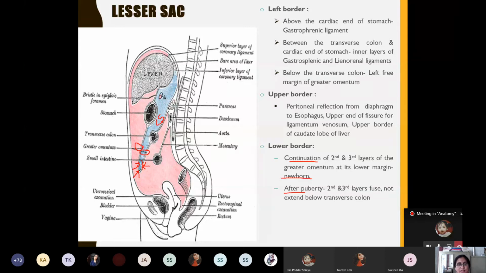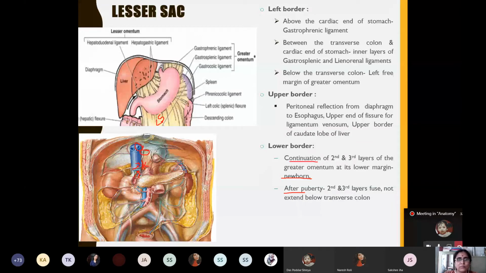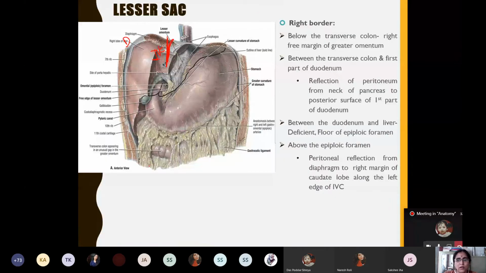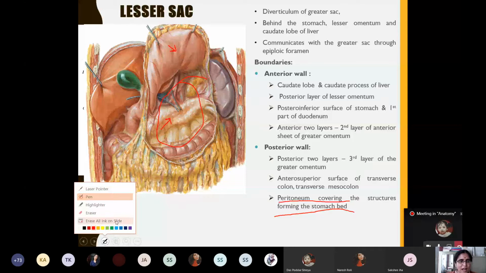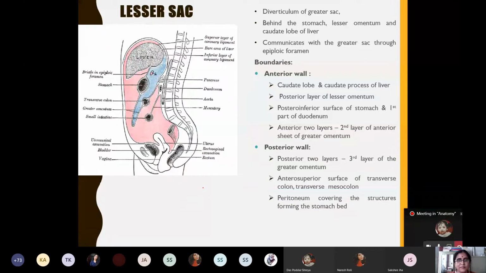Okay, now here it is a little tricky. The boundaries of the lesser sac, my dear student. Now, anybody illustrate the anterior boundary of the lesser sac? Please enumerate the anterior boundary of the lesser sac.